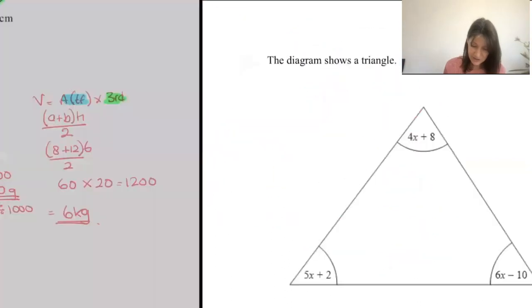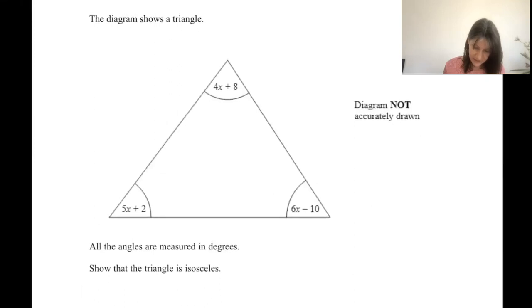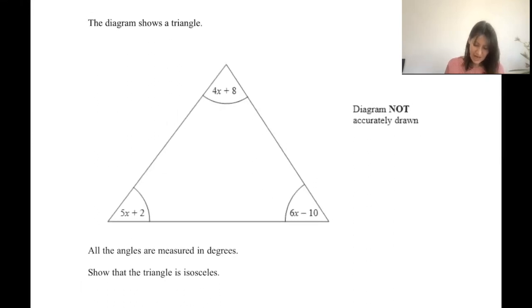Okay, our next question. Let's get this so we can see all the information. The diagram shows a triangle. Take in all that information. Again, go through that process of what am I looking at? What do I know? How can I use it? Try and have a go at this question and then hit play when you are ready to see the solution.